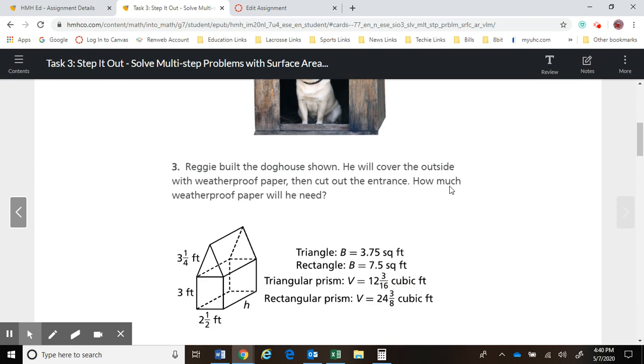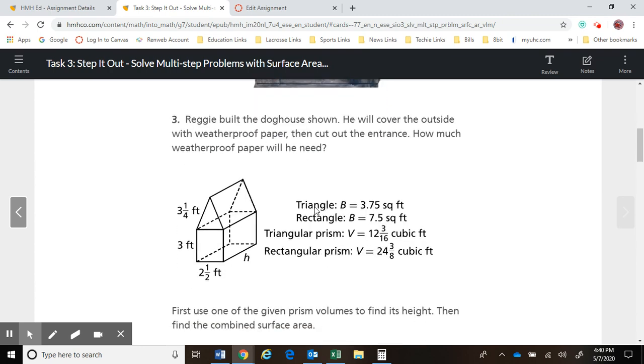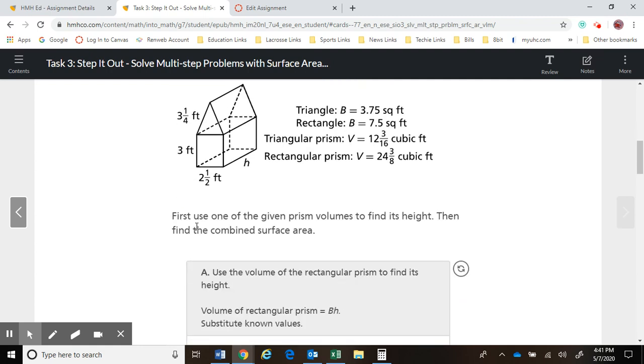All right, so what do we got here? Got a couple different things here. We've got a triangular prism on the roof, and it looks like we got a rectangular prism for the bottom of it. And we've got the dimensions shown. And look, they've given us fractions, so we gotta be careful with those. If it helps you, you can turn them into decimals. First, use one of the given prism volumes to find its height, then find the combined surface area. So we're gonna do one at a time.